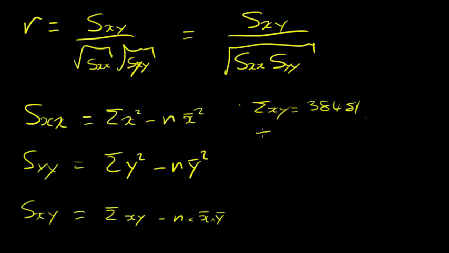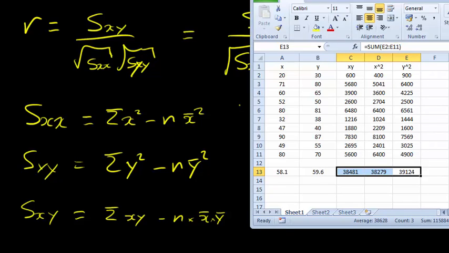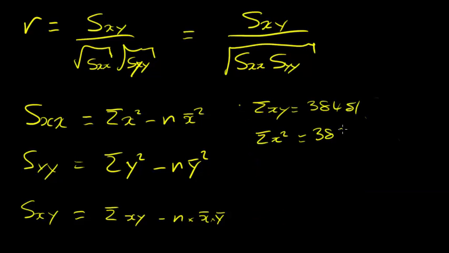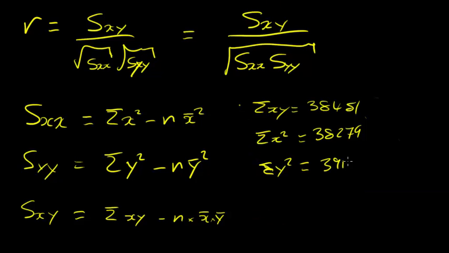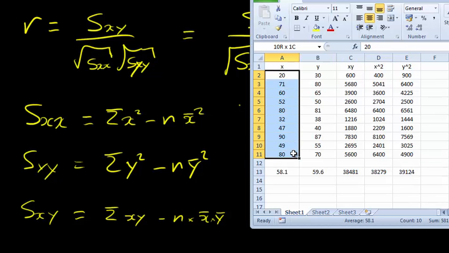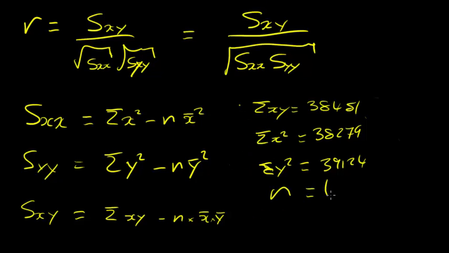Then sigma x squared came out to be 38279. Sigma y squared, that's an awful sigma, that one, comes out to be 39124. Then I also need to know how many things there are, so n, and I can look down here, there turn out to be just 10 of them. So n is 10. So the next thing I need is x bar and then y bar, and then I should be good to go for everything.